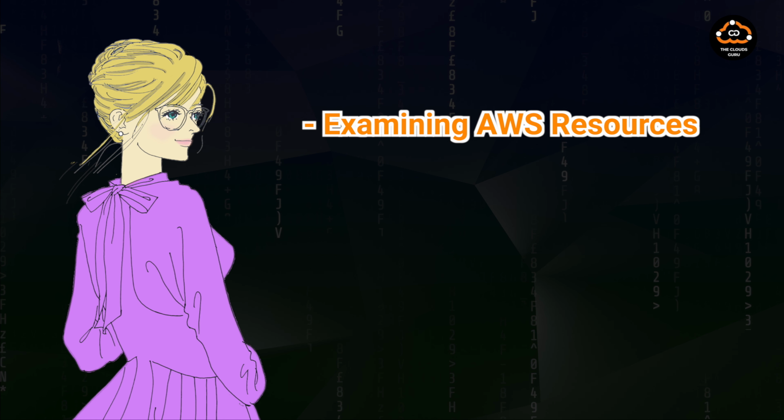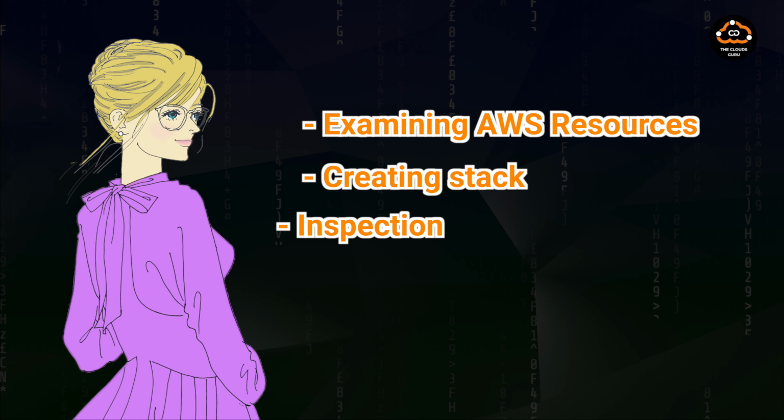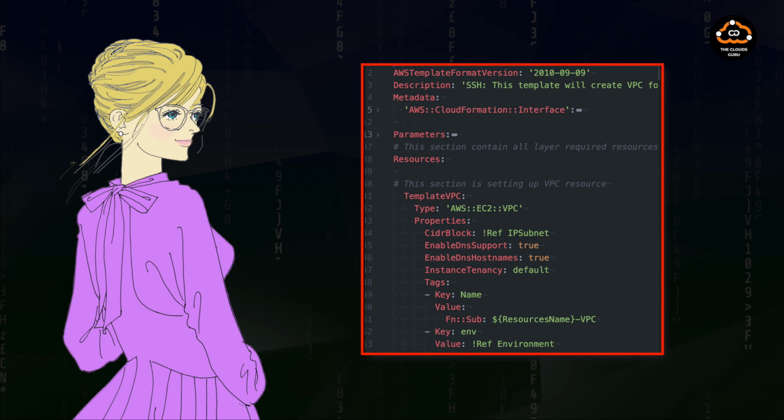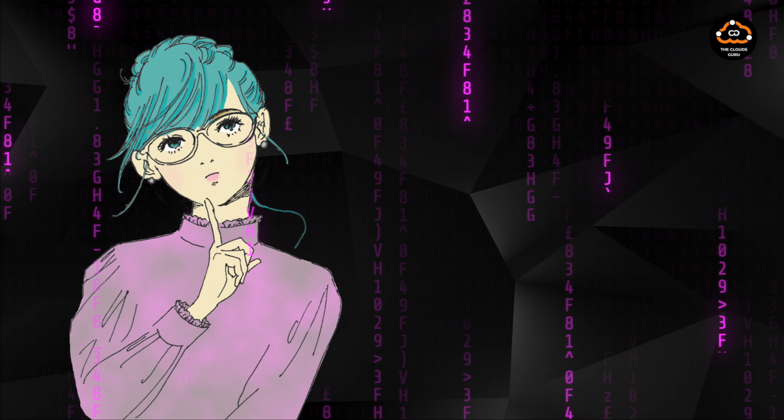So there you go. From examining AWS resources to creating stack and inspecting what we have created, you now have an idea in making your own. By following the structured template that we have discussed, we successfully set up a comprehensive VPC with all the essential components in just minutes.